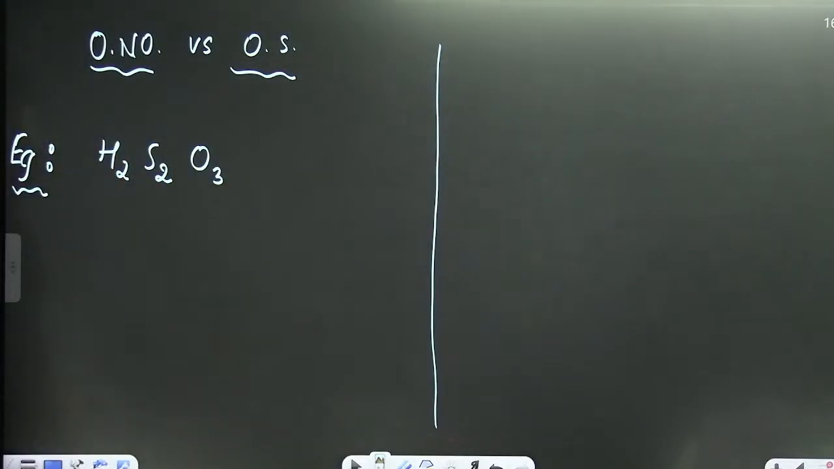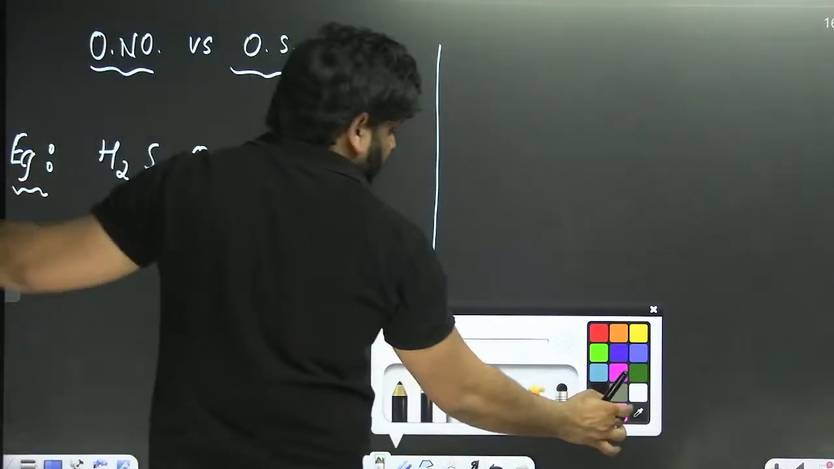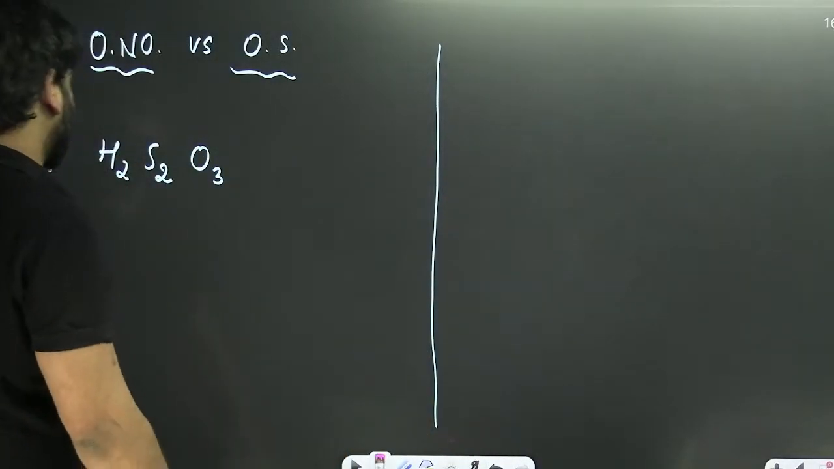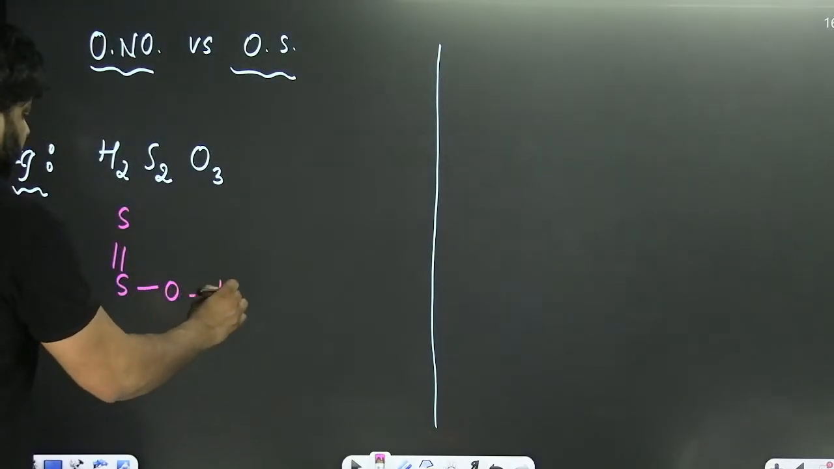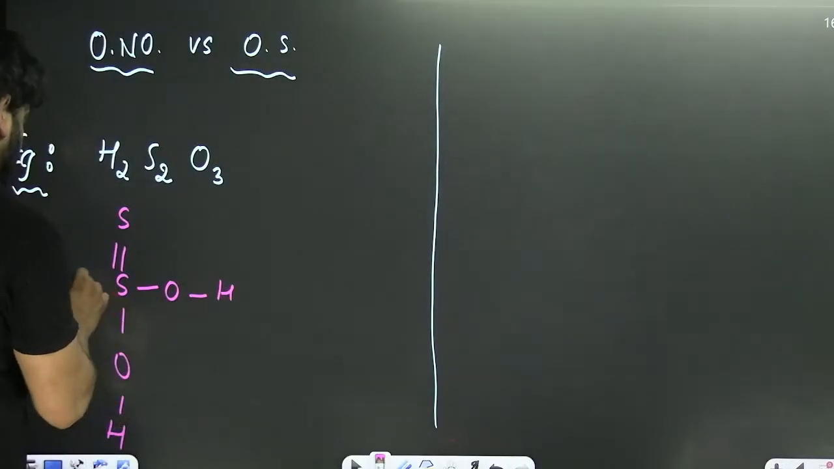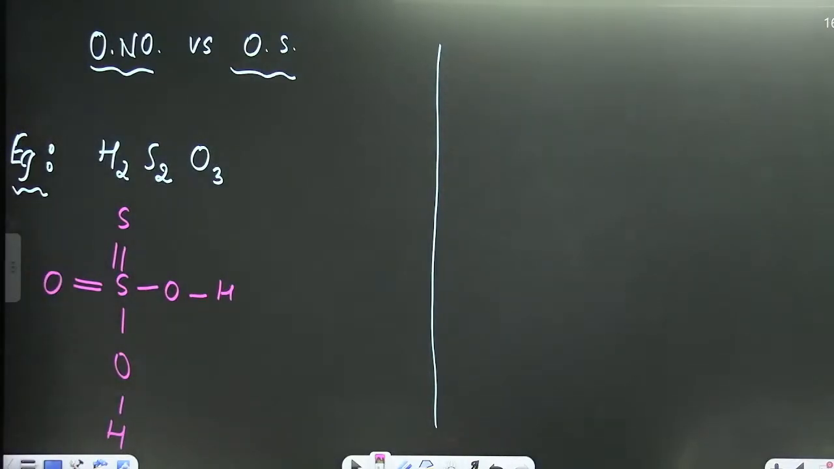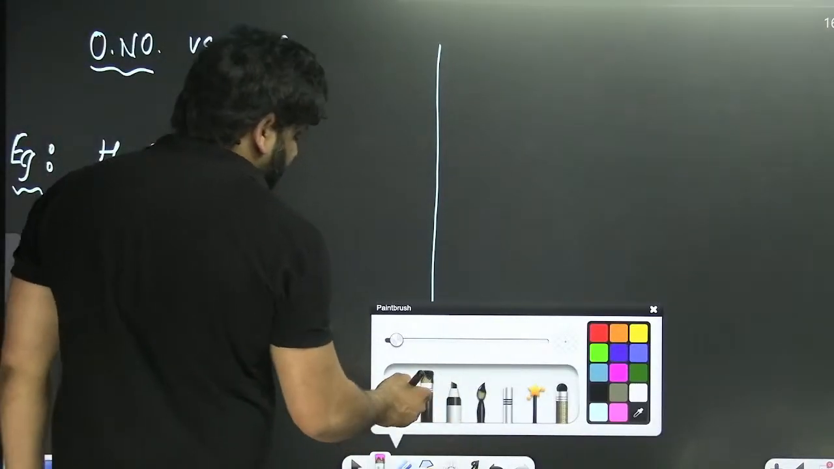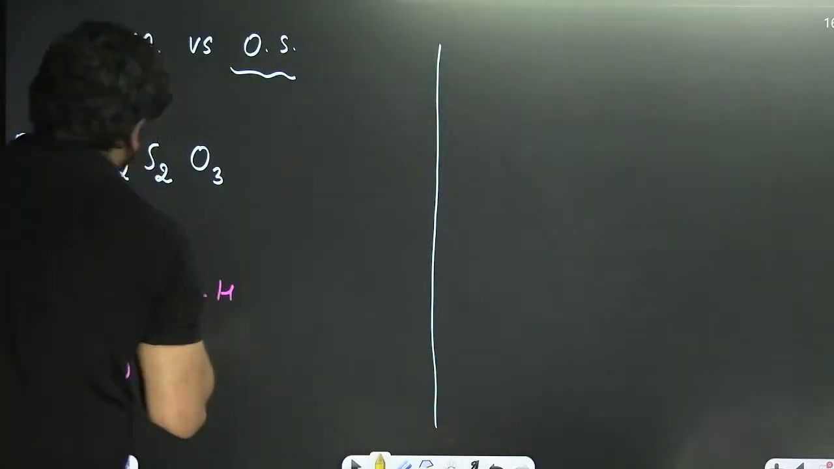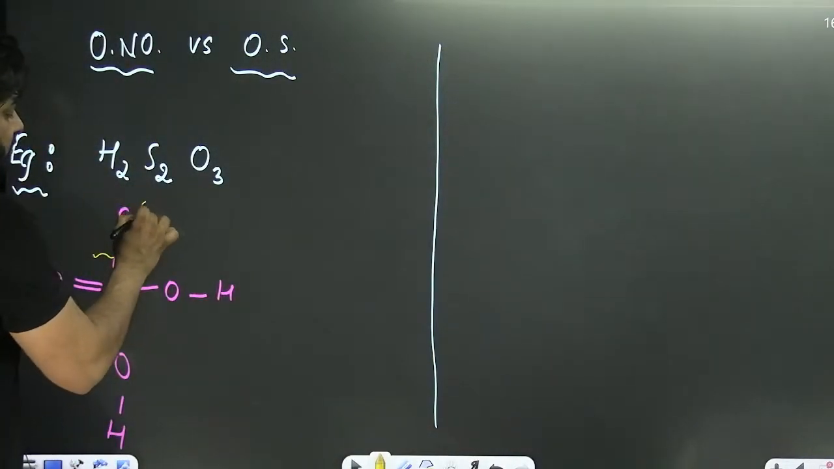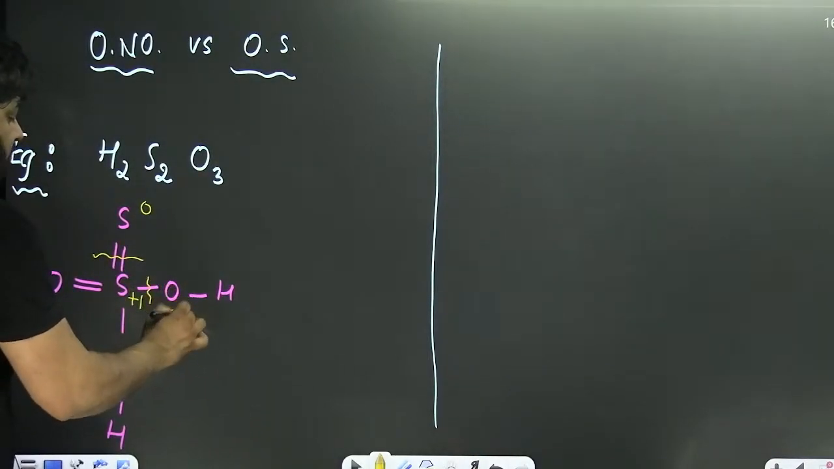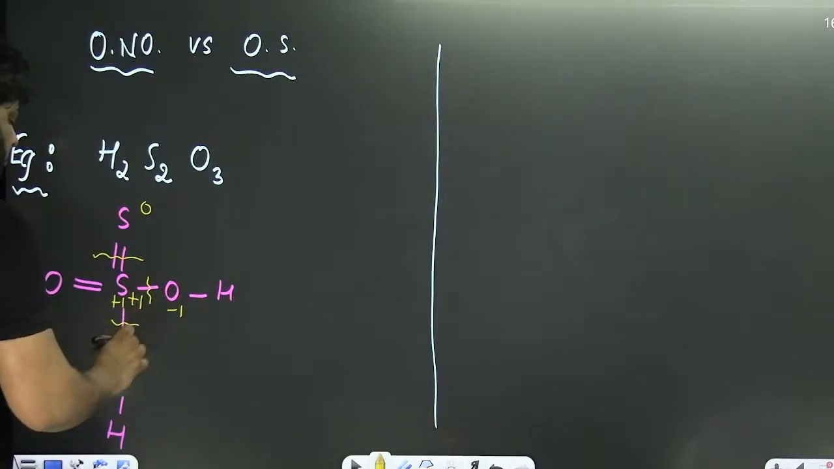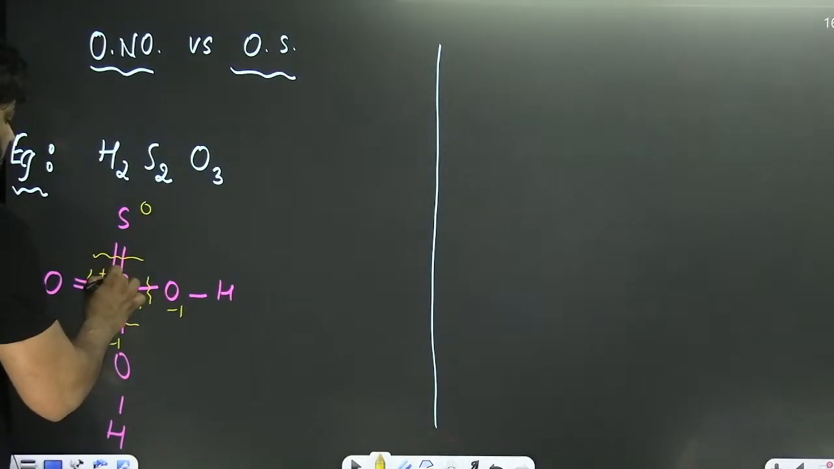H2S2O6. There is a molecule called dithionic acid. In this dithionic acid, first of all, let us write the structure. This is the exact structure of this molecule. Using the structure, you can find the oxidation state of sulfur. This sulfur is pretty much isolated, oxidation state is 0, and this sulfur will have -1 from here, so +1, -1, same +1, -1, here +2 and -2.